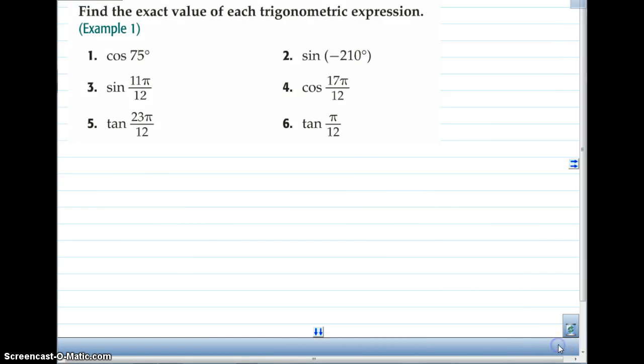Here are some practice problems for you to attempt. We will work more on these in class. And that's it for now.